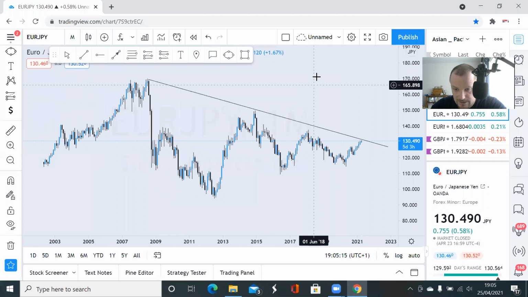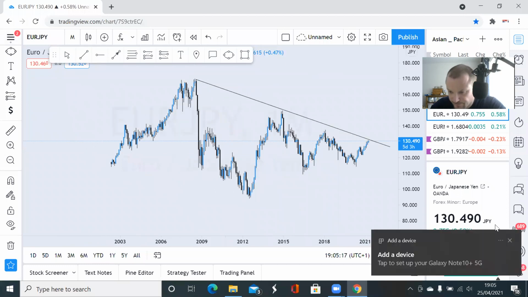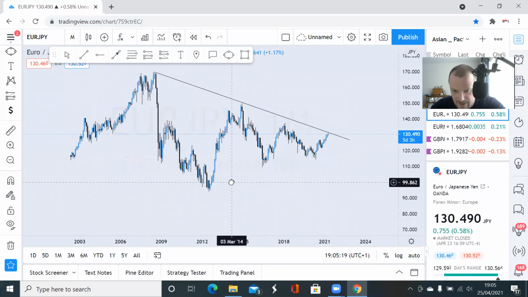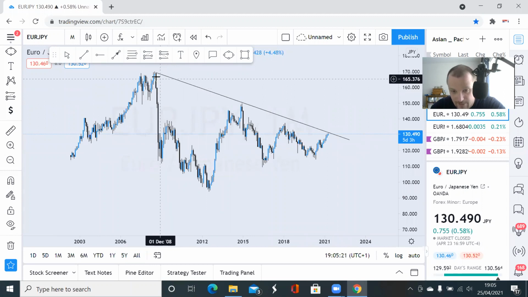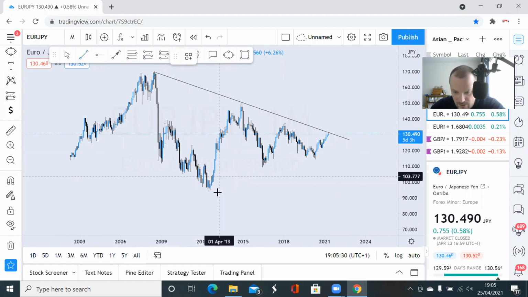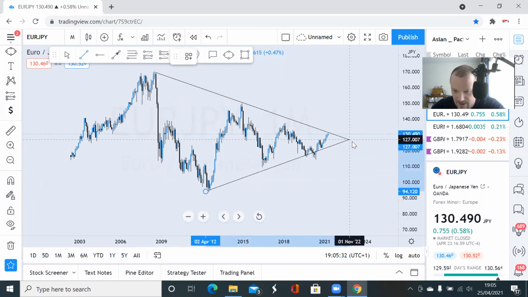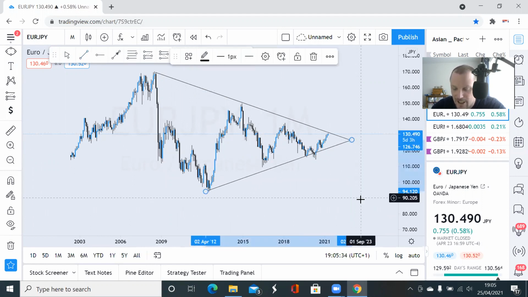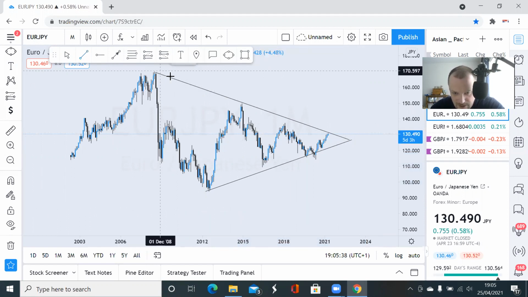So what we're going to do is start from the monthly. I've been looking at the start of the monthly anyway. We've got this downtrend, we started coming up, and I'm just going to highlight a few things. It's got this here, this here. It's created a triangle.